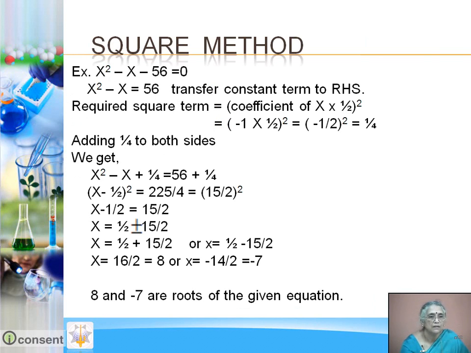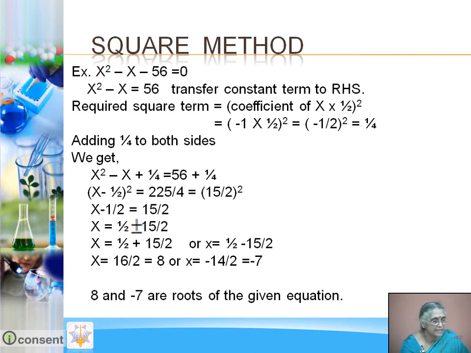Now we learn a new method, that is, solving quadratic equations by completing the square method. You are given an equation x square minus x minus 56 is equal to 0. So the first step is to transfer the constant term to RHS. So we write the equation x square minus x is equal to 56.